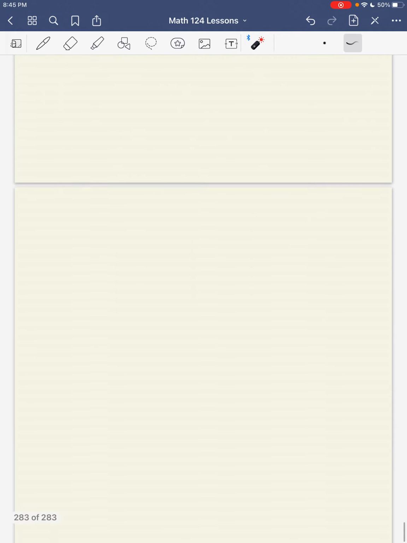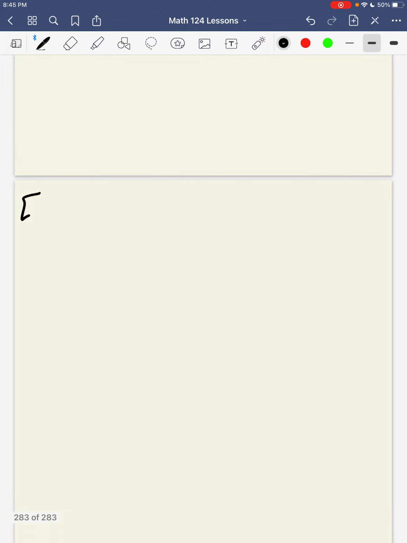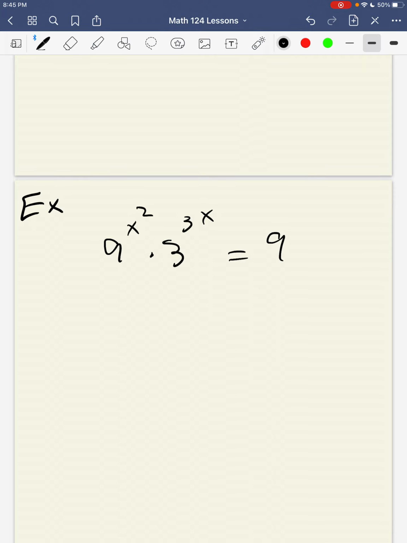Okay, let's look at some more examples. Say we have 9 raised to x squared times 3 raised to 3x equals 9. So this is another example where the left-hand side and the right-hand side can be written with the same base, because 9 is really 3 squared. So 9 to the x squared is the same thing as 3 squared to the x squared.